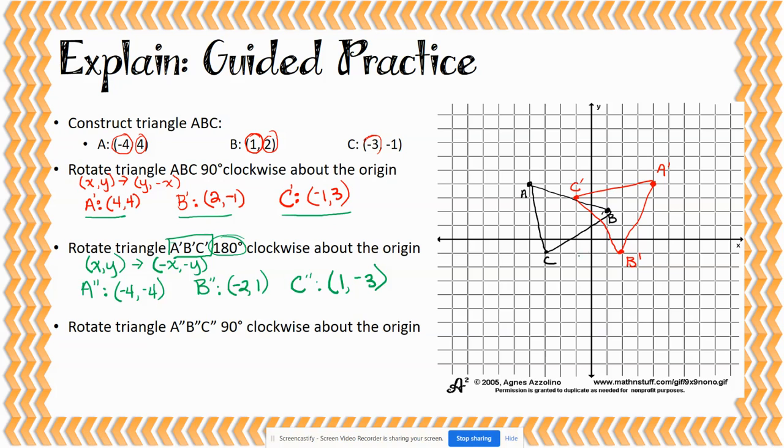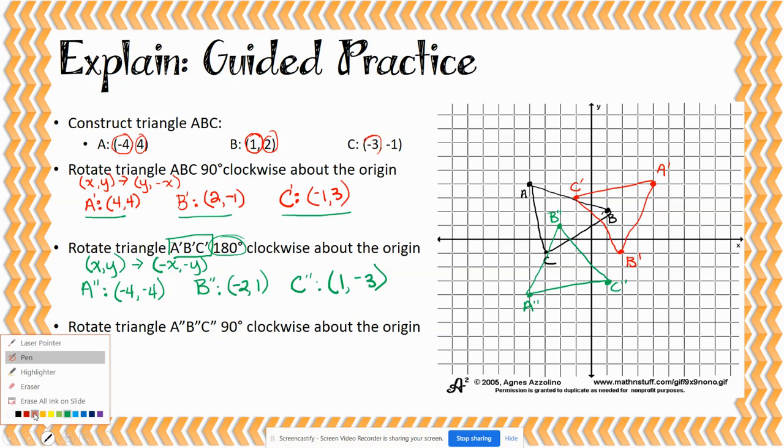Now to graph this, A double prime would be located at (-4, -4), so left 4, down 4. B double prime would be at (-2, 1), so that's left 2, up 1. C double prime would be at (1, -3), so that's right 1, down 3. So then I would just connect these points. So you can see that my original triangle flipped this way, and now this triangle has flipped 2 times over here.